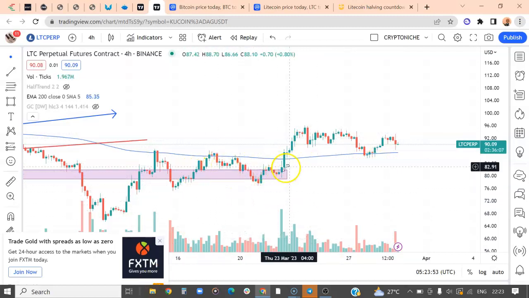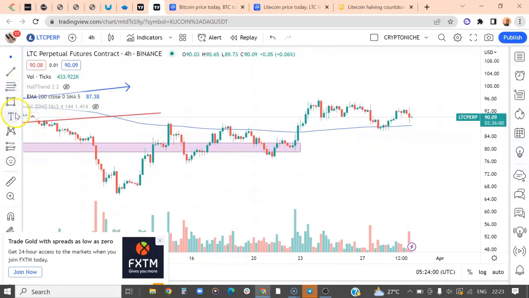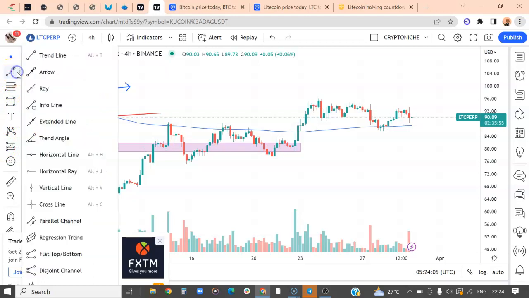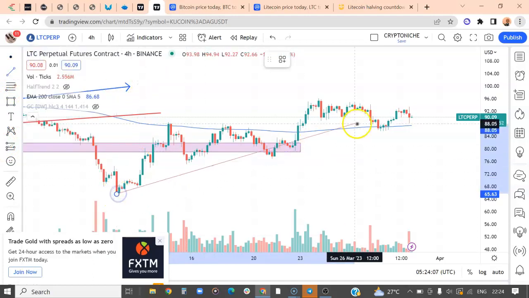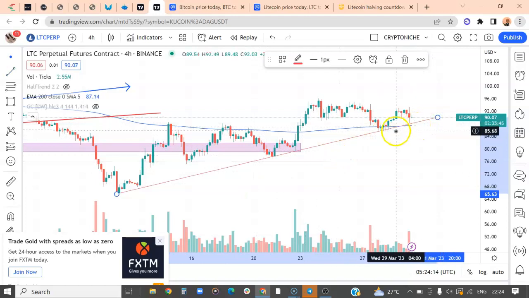All right. So there is an important level right here, and a very important level right here. And as you can see, on this level, it's sort of bullish. So if it manages to actually get to 86, there is a high chance that it's going to bounce back from that level to continue that trend.